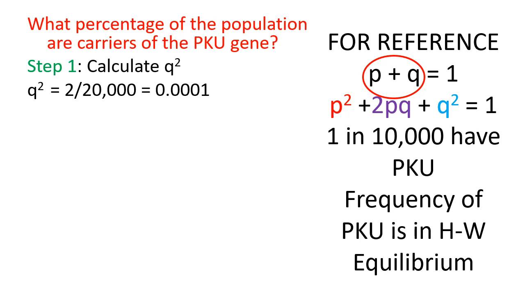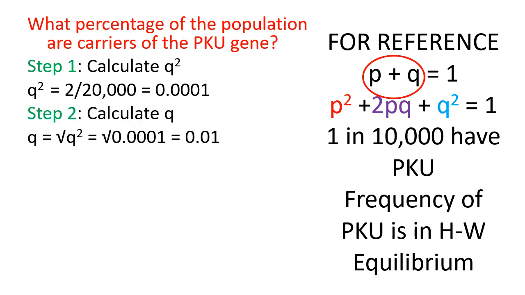All right, so 1 in 10,000 people, that means that one person has 2 alleles, and the population would have 20,000 alleles. So to get q squared, we can just divide 2 divided by 20,000, same as 1 divided by 10,000, which is 0.0001. All right, so now that we have q squared, we can actually determine what q is just by taking the square root. So we take the square root of q squared, and we get 0.01.